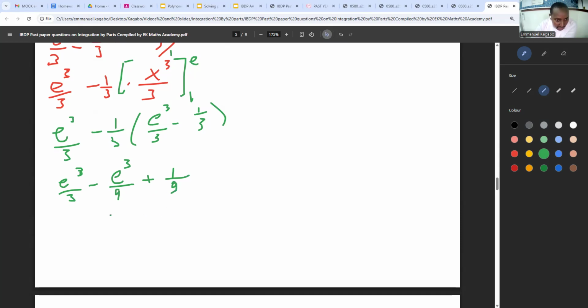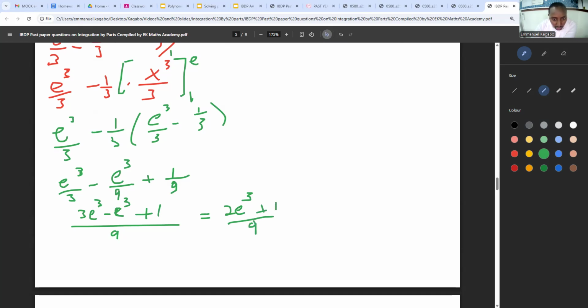Can we find the common denominator? If I find the common denominator here, it will be 9. Then 9 divided by 3 will give me 3. So this will be 3e power 3 minus e power 3 plus 1. So the final answer here will be 2e power 3 plus 1 over 9.